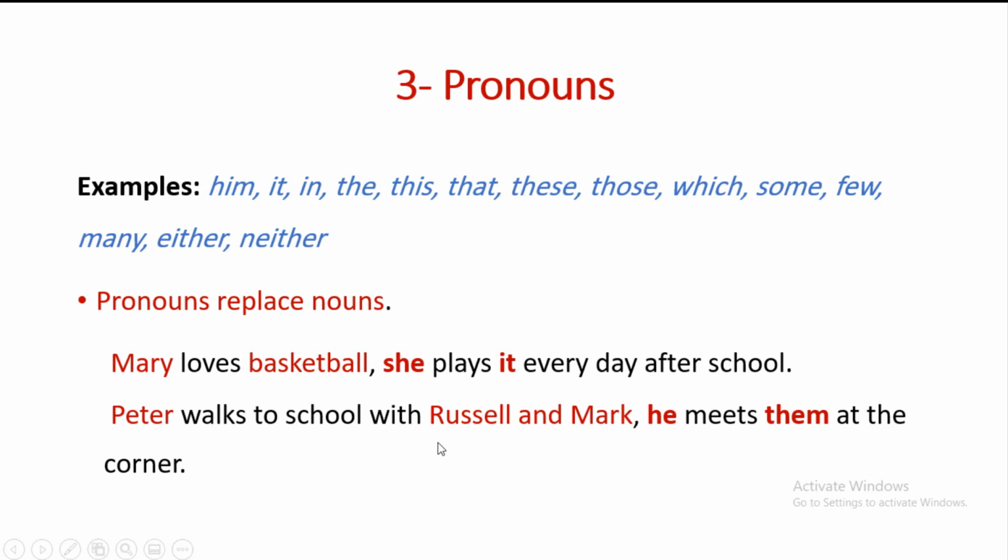Peter walks to school with Russell and Mark. He meets them at the corner. He refers to Peter, okay? Them refers to Russell and Mark.